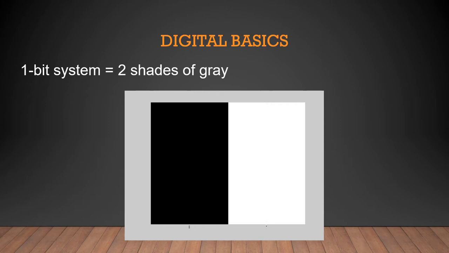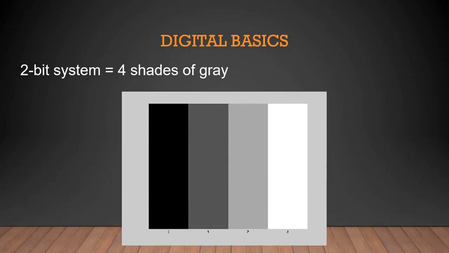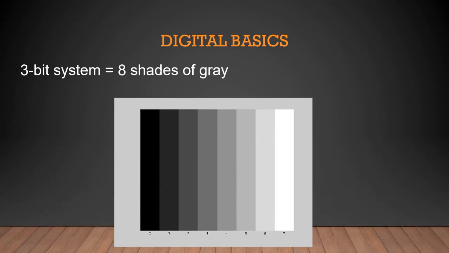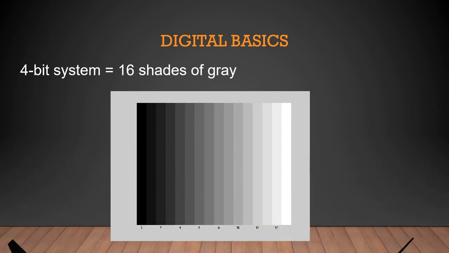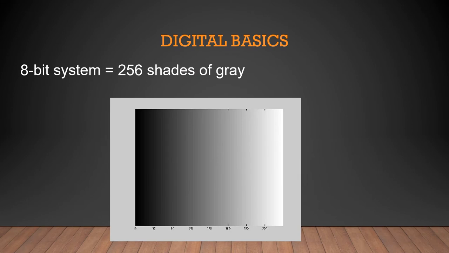This is a one-bit system. We only have two shades of gray, white or black. A two-bit system is four shades of gray. Three-bit, eight shades of gray. Four-bit, 16 shades of gray. This is more like an abdomen X-ray. There's more shades of gray. Where if I was going to take a hand X-ray, there would be fewer shades of gray. It's going to be more black and white. And then an 8-bit system is 256 shades of gray. You can see more pathology if you have more shades of gray.